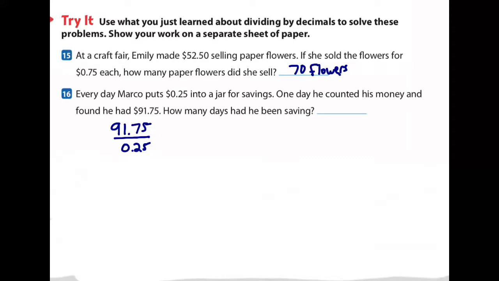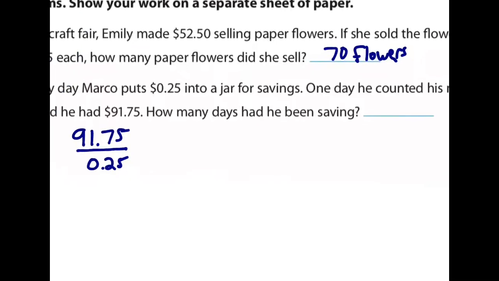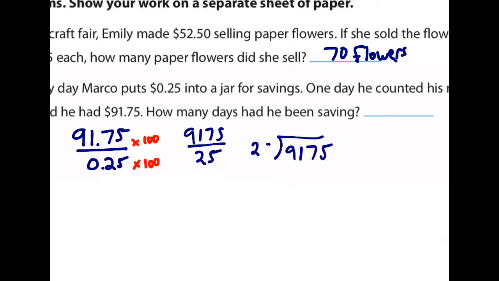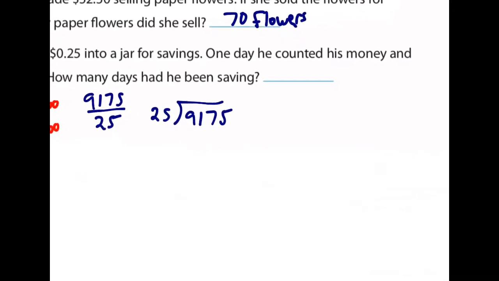Now, let's see if you changed it so you had no decimal, because you don't want to divide by a decimal. So what you're going to do next is, if you multiply the denominator and the numerator by 100, you're going to have 9,175 over 25. So, are you still in it? If you are, keep watching. If not, pause and start fixing your mistake. So now, you're going to do your division problem. 9,175 divided by 25.